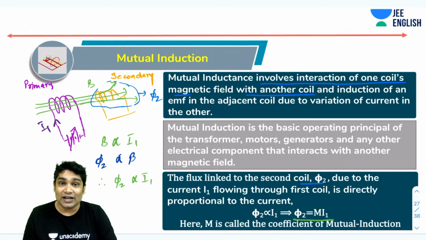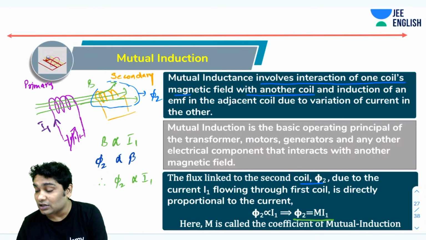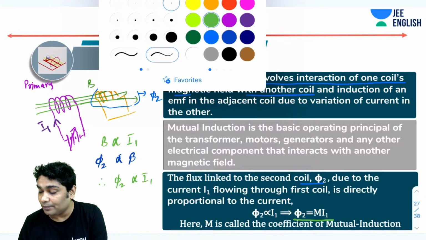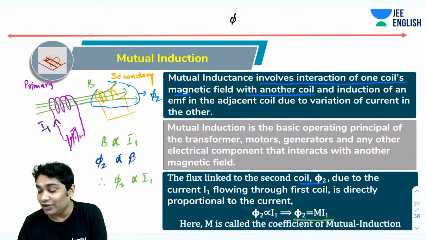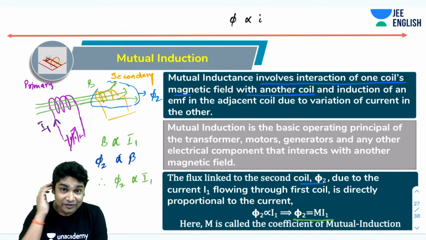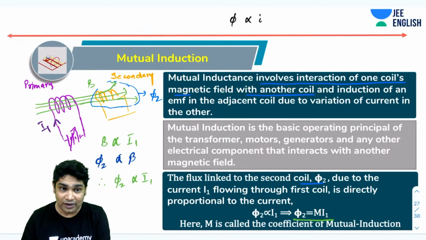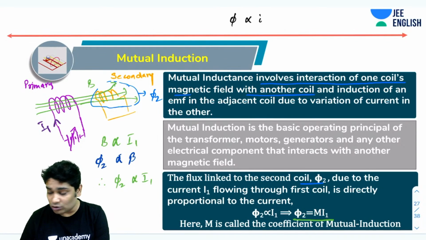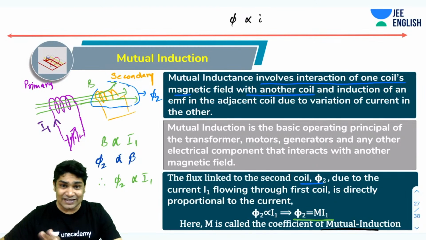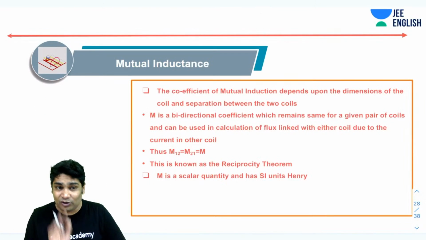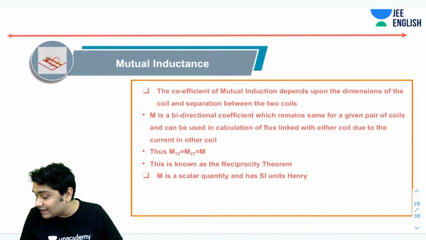So this, you realize, would appear very, very similar to the coefficient of self-induction. There also, we had said that phi of any coil would be directly proportional to I of that coil. Here, the difference is that phi through one coil is proportional to I of the other coil. Okay, and the proportionality constant is called the coefficient of mutual induction of the two. Now, let's just quickly talk about mutual induction for like 2-3 minutes, and then I'll wrap up today's session.